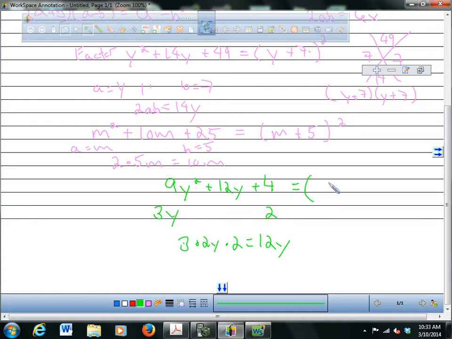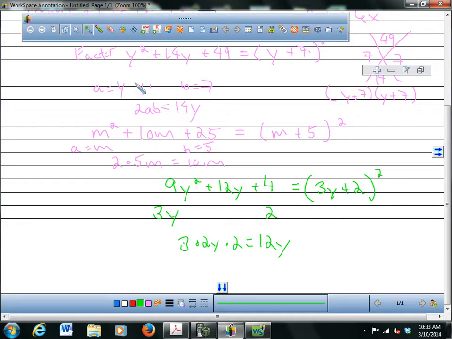Go ahead, Grace. Is it 3y plus 2? That's all it is. 3y plus 2 squared. Okay, because if I didn't know that, I would have used the cross and box method. So this one is 3y plus 2 squared. Okay? We'll do some ones with minuses. Right?